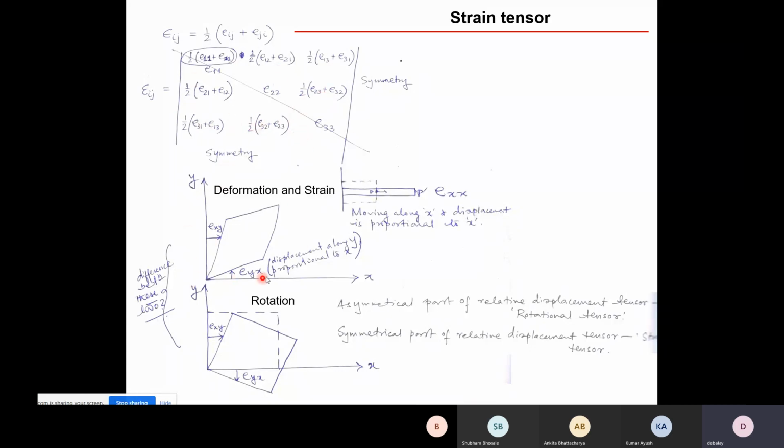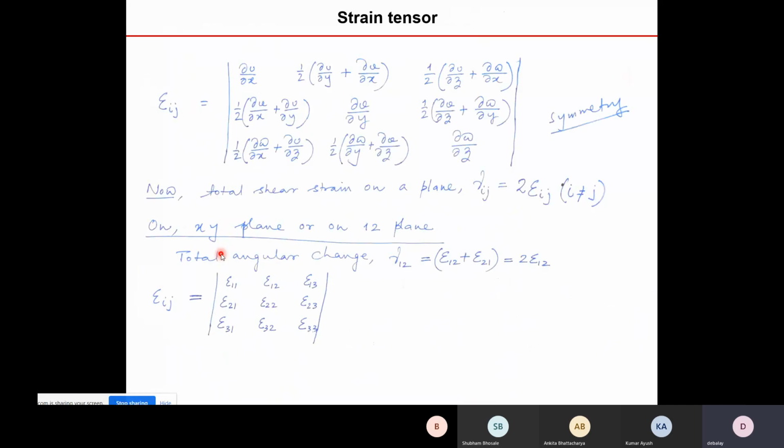And here we are showing deformation. The body is deforming. Clearly the square body has deformed. On the other hand, it is rotated. So the total angular change is the minus of these two displacement components, whereas here it is the plus of these two displacement components. This is the strain tensor. Total angular change is represented by gamma.